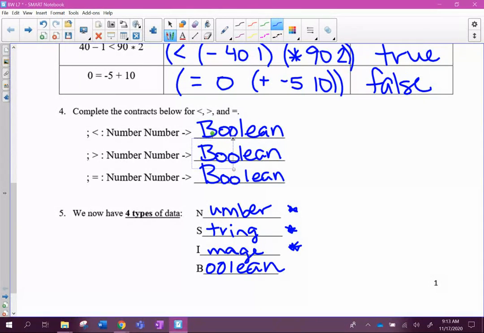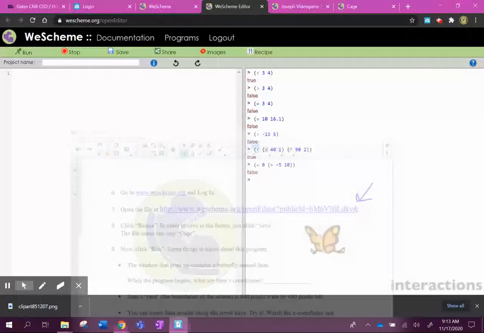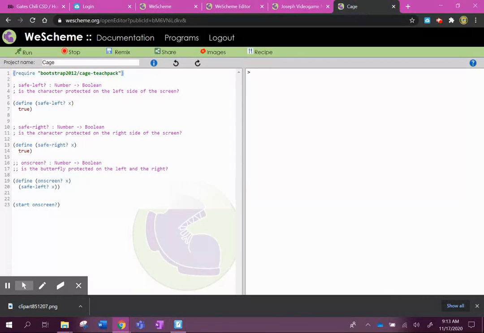Okay, so on the next page, this is where you are going to need Wii Scheme. So again, make sure you are all logged in and ready to go. And once you're logged in, you need to type this link into the browser and it should open a Wii Scheme program. Okay, so when you copy that into your browser, this is the program that should come up.